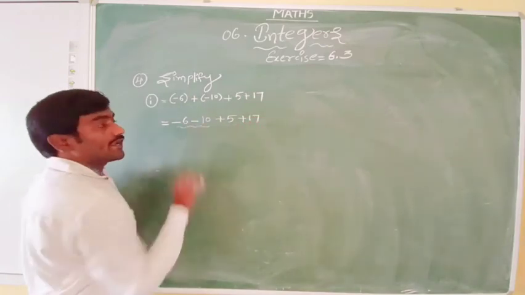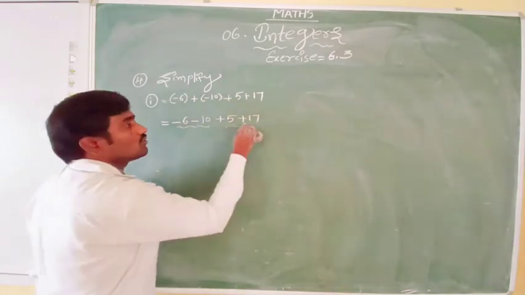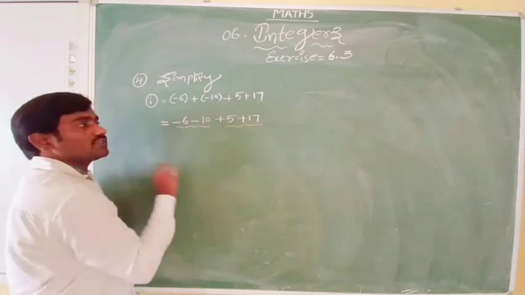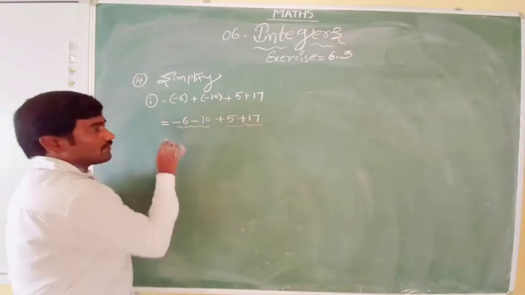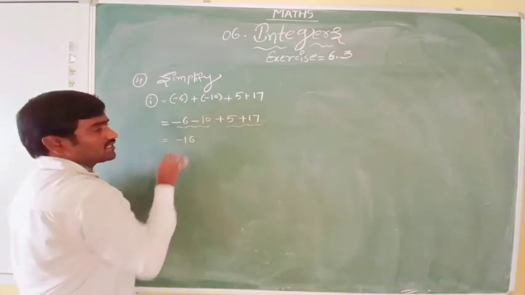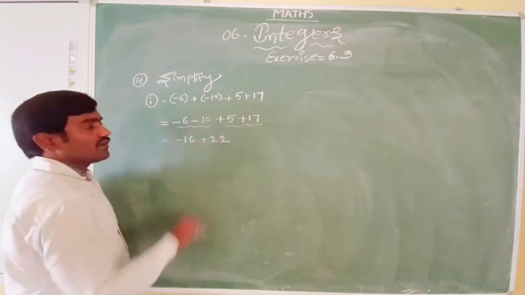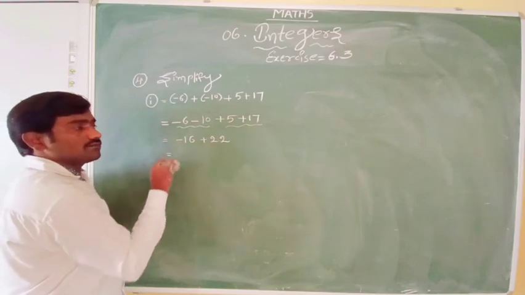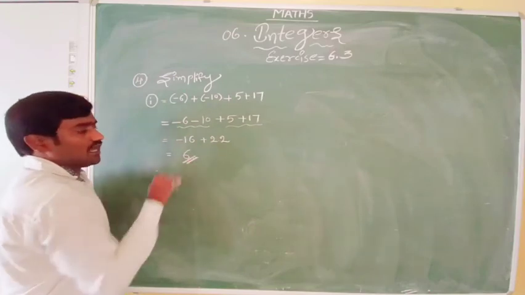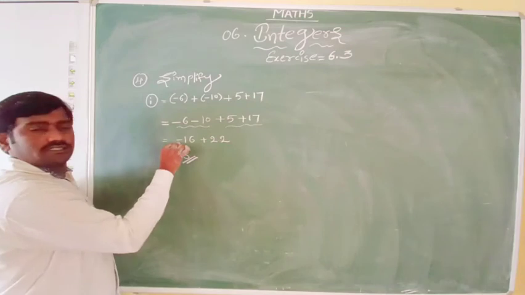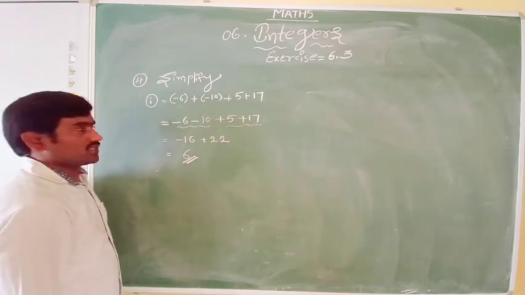Here there are two negative numbers and two plus numbers. Let us add the minus numbers and the plus numbers separately. Here we get minus 16. Here you get plus 22. From 22 you subtract 16, we get 6 as the answer. 22 minus 16 is 6.